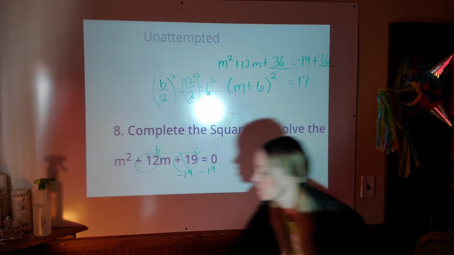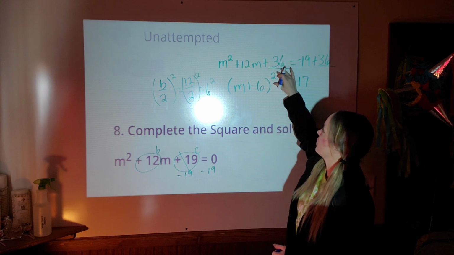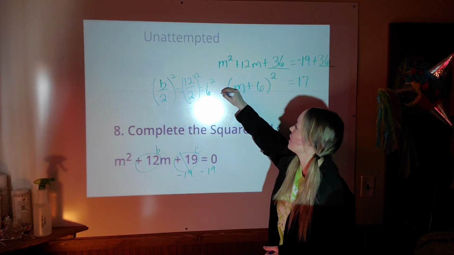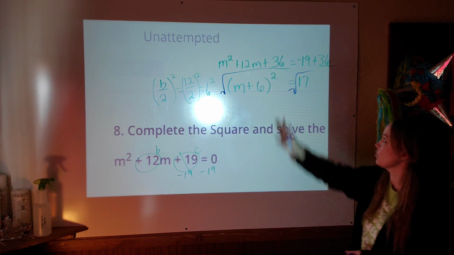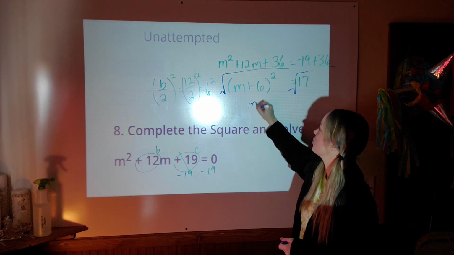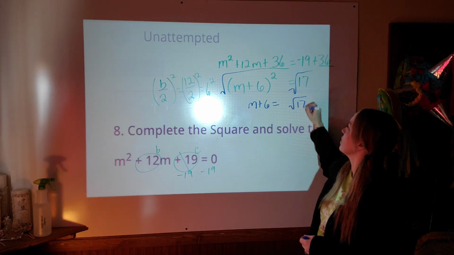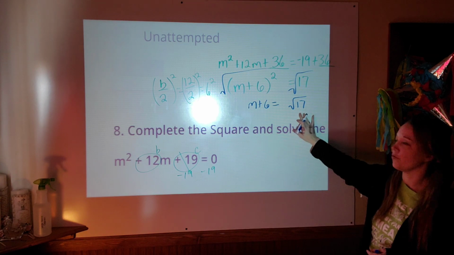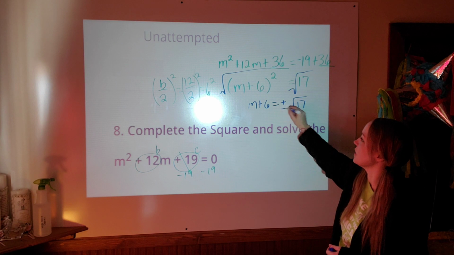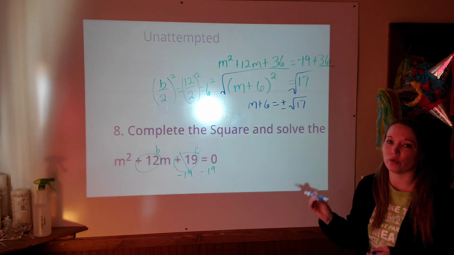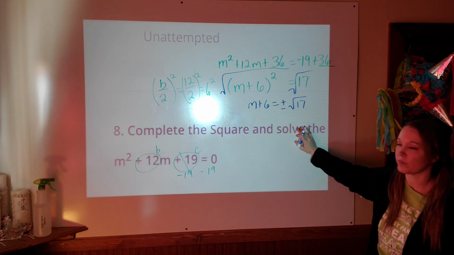In order to start solving this, in order to get rid of the square, I would take the square root of both sides. So that gets rid of the square, so I have just m plus 6 equals the square root of 17. But if you remember, when you find the square root of a number, you're going to get a positive number and a negative number both once you pull that out. So we put a plus minus on the outside there to represent that.